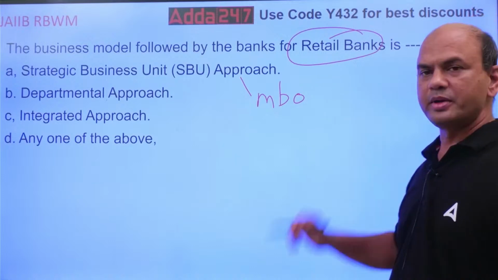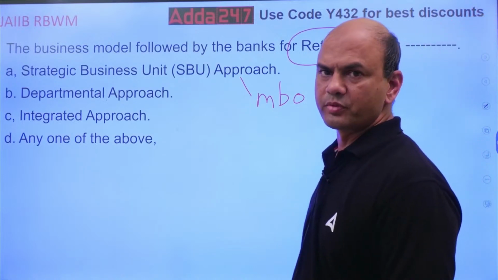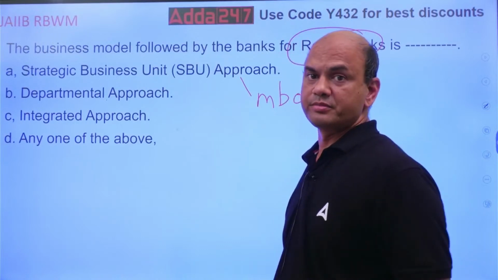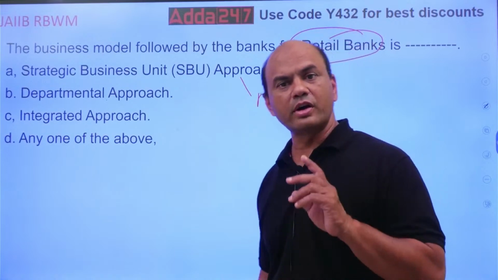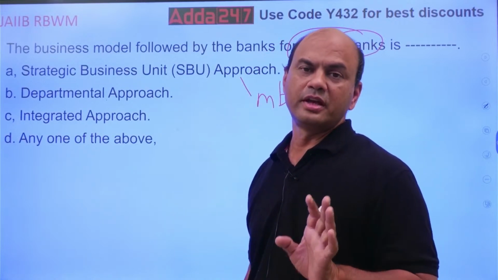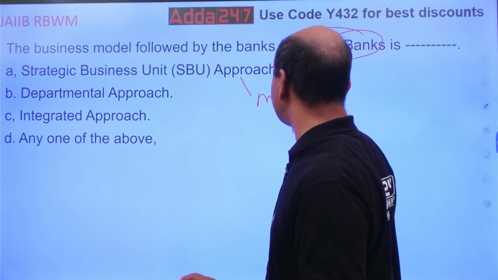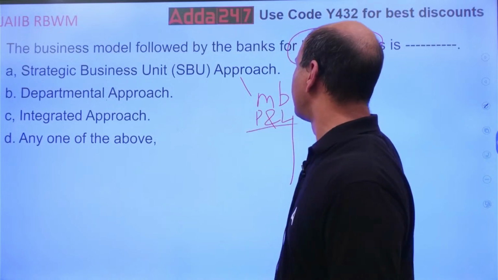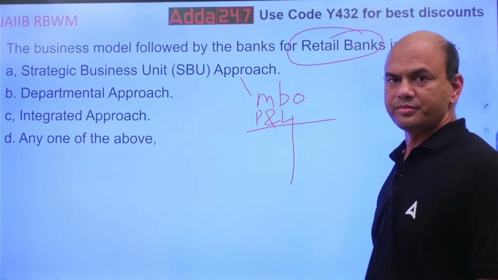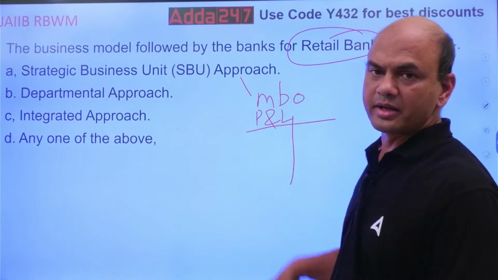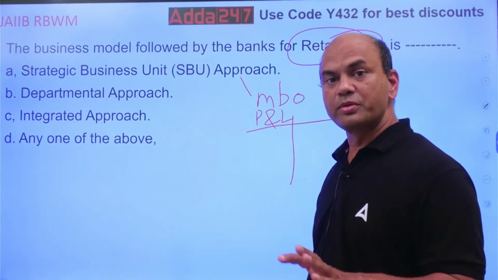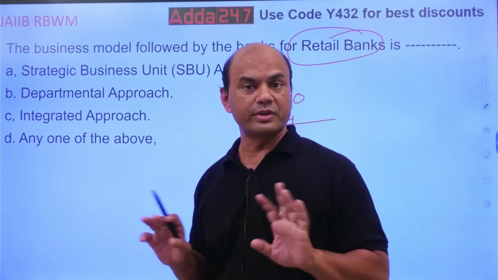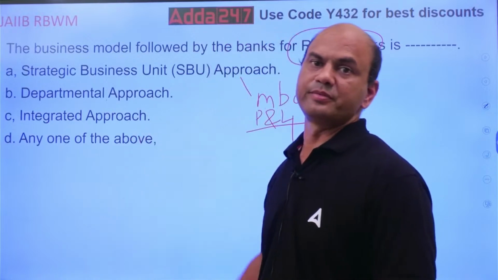What do you do in SBU approach? In SBU approach, every branch is an SBU. Means this branch will not get any support from head office. This branch has to maintain its P&L. Every branch has to maintain P&L separately, and their expenses should be from their profits only, from their income. Head office will not support you. That is known as SBU.